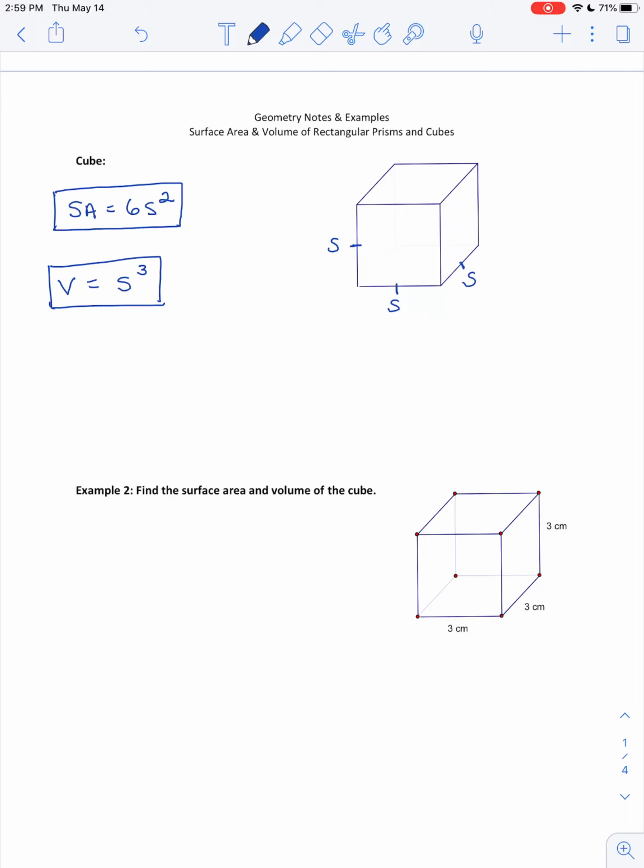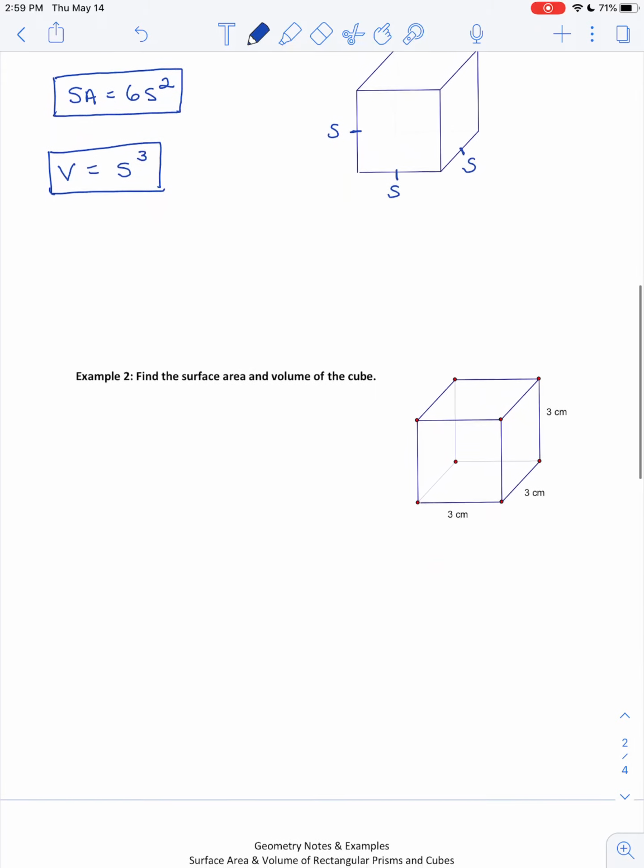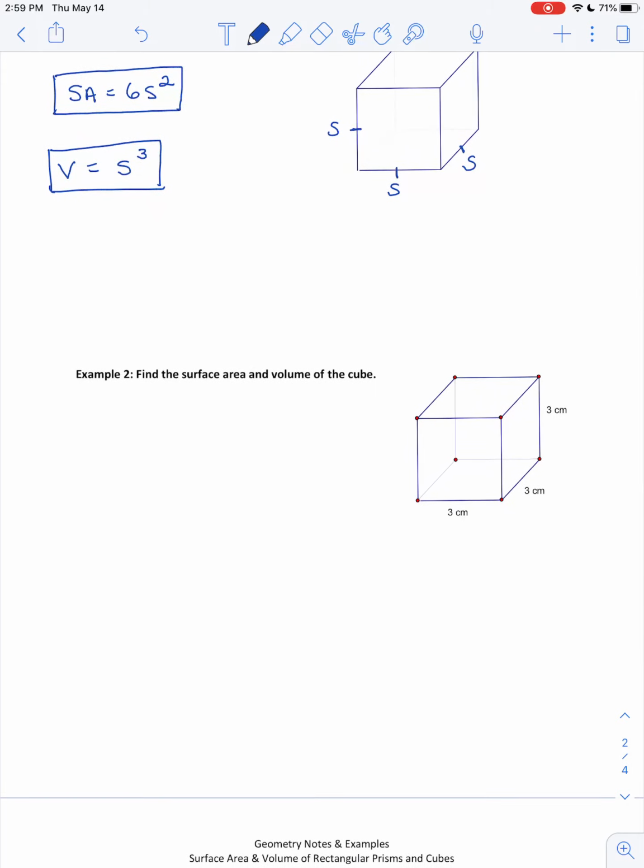So a simple example here, find the surface area and volume of the cube. In this case, S equals 3. Surface area is 6 times 3 squared. Remember your order of operations, exponents first. 3 squared is 9. 6 times 9 is 54. So we have 54 square centimeters.